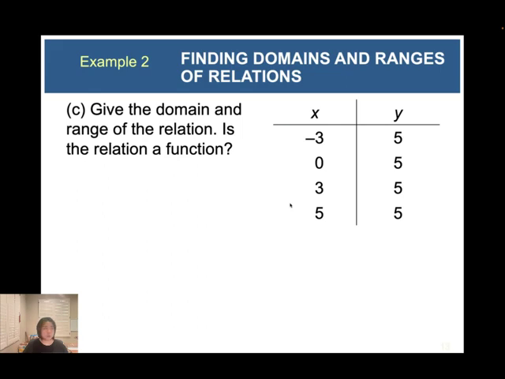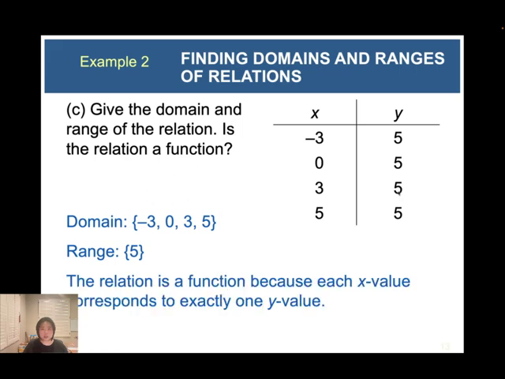Another example. Same thing, the domain is talking about the possible values of x. And then you should see we do have the same y here. So this is a function, right? Because each x value corresponds to exactly one y value.